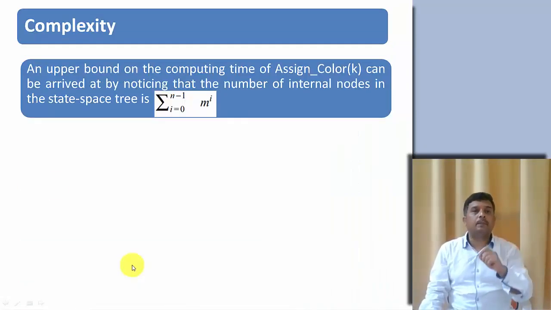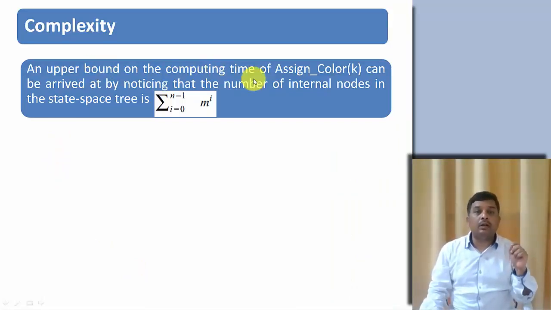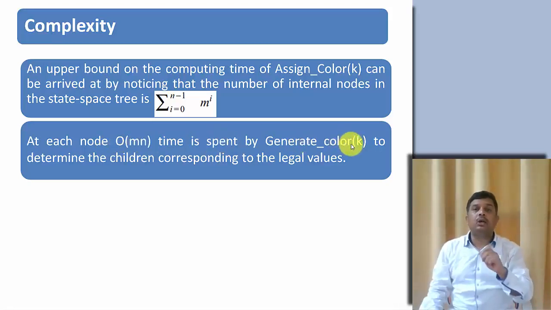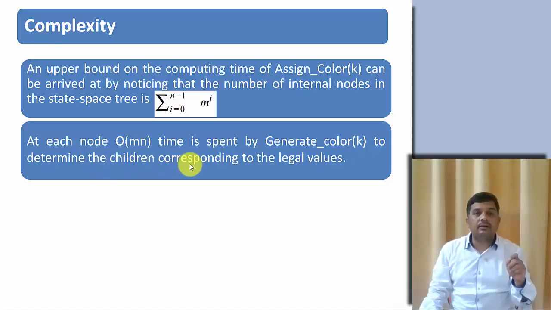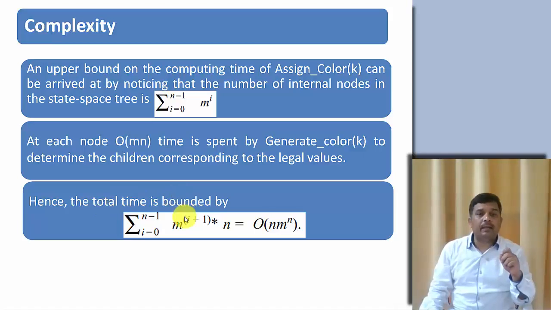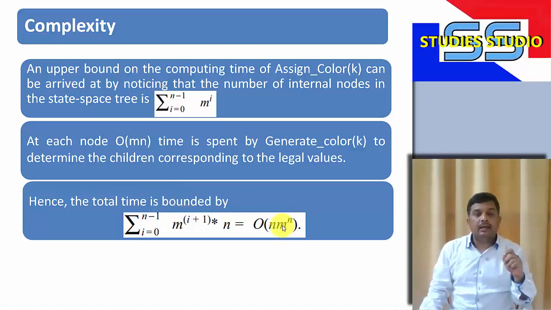Now let us discuss the complexity. The upper bound on computing time of the assign color k algorithm can be arrived at by noticing that the number of internal nodes in the state space tree is the summation of i equal to 0 to n minus 1 of m to the power i, and at each node order of m n time is spent generating color k to determine the children corresponding to the legal values. So the time complexity will be big O of n m to the power n.